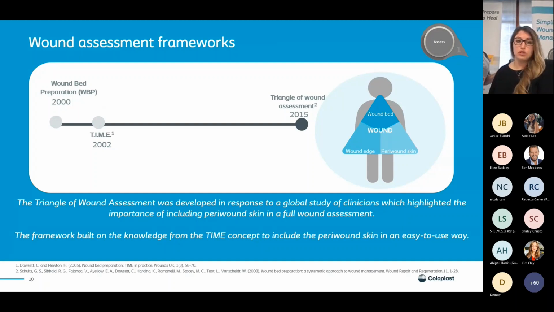So to be able to do our wound assessment, there are numerous frameworks out there. In the year 2000, we had wound bed preparation, which solely looked at the wound bed. Then in 2002, we moved on to TIME, which is the tissue, infection and inflammation, moisture, and the edge of the wound. So it brought that edge in. And then in 2015, here at Coloplast, we devised the triangle of wound assessment, whereby we look at the wound bed, edge, and the peri-wound skin, and we incorporate all of those elements into a simplistic tool to help us manage that wound.